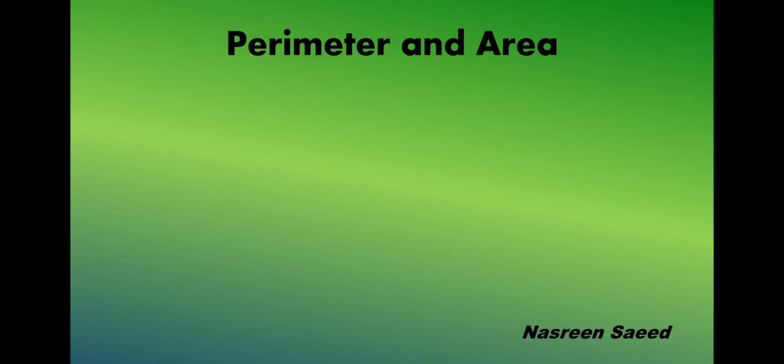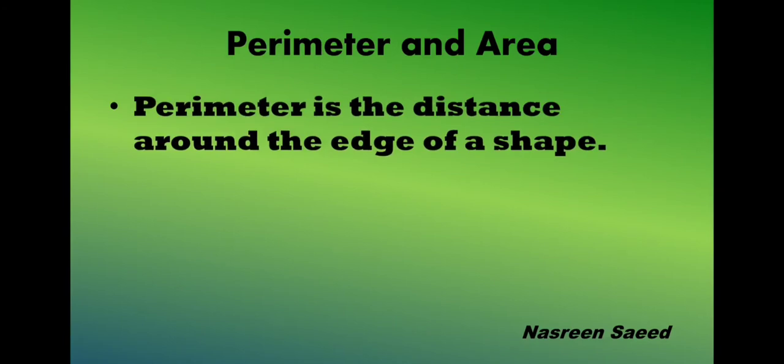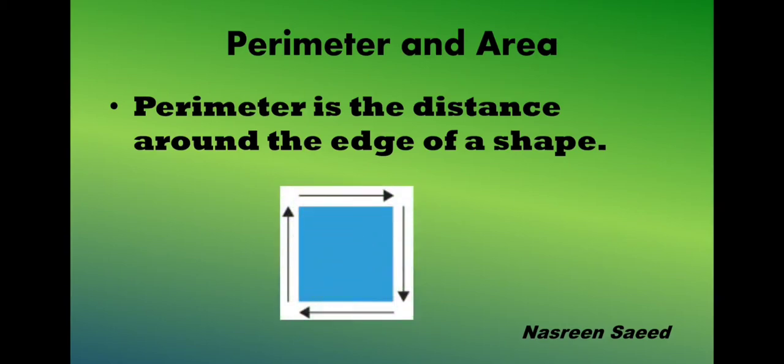Now let us first understand what is a perimeter. Perimeter is the distance around the edge of a shape. Edge means boundary. Like here I have got a square. If you see all the four sides of the square, the edge or the boundary, they are the perimeter. What is that called? Perimeter.